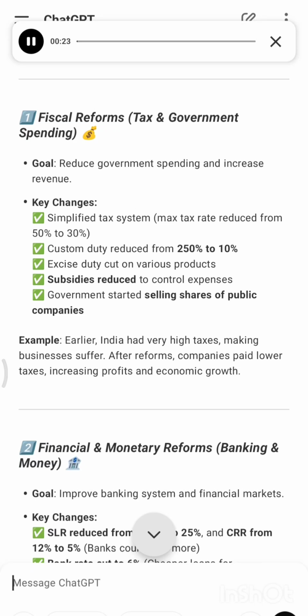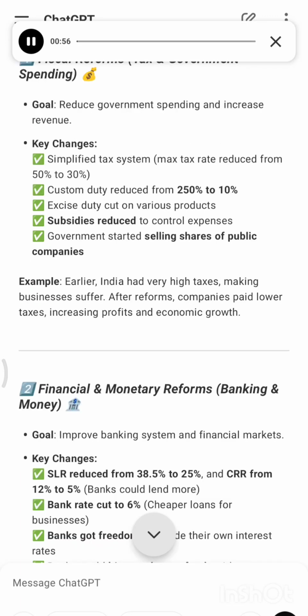1. Fiscal reforms, tax and government spending. Goal: reduce government spending and increase revenue. Key changes: simplified tax system, max tax rate reduced from 50% to 30%, custom duty reduced from 250% to 10%, excise duty cut on various products, subsidies reduced to control expenses. Government started selling shares of public companies. Example, earlier, India had very high taxes, making businesses suffer. After reforms, companies paid lower taxes, increasing profits and economic growth.